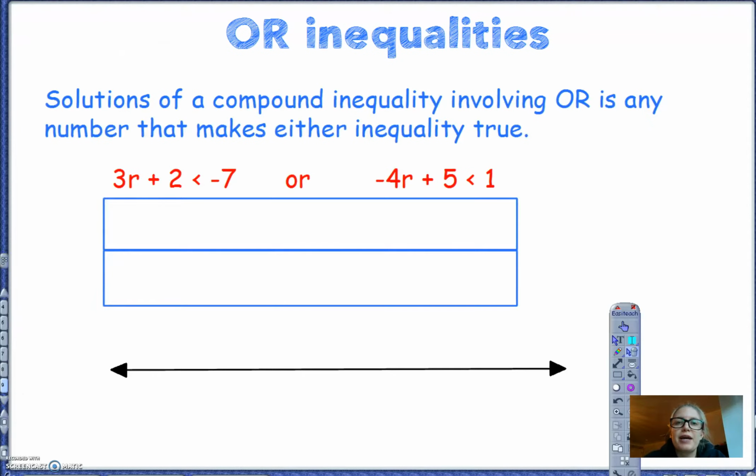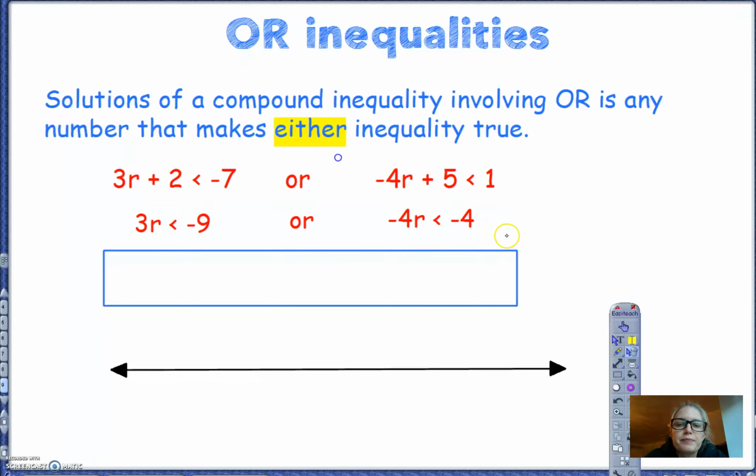Okay, so moving on, now we're going to try the OR inequalities. The solution of a compound inequality involving OR is any number that makes either inequality true. So that word either. So you're going to see two inequalities with the OR between them, and you're going to just solve each one and then graph each one. They can't be written as a single inequality like they could with AND.